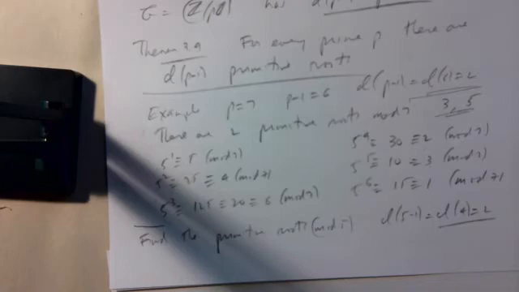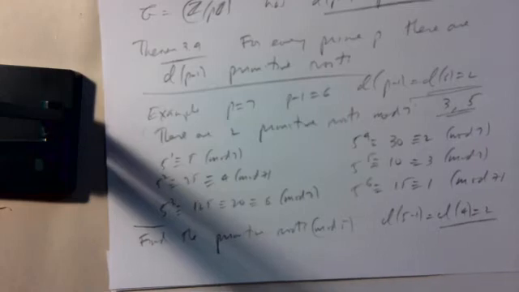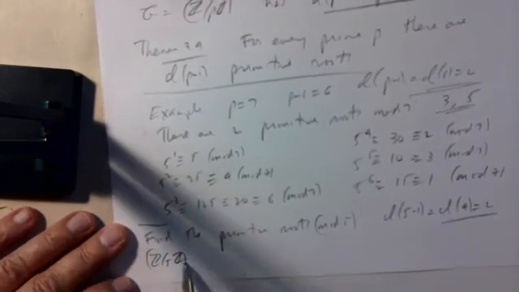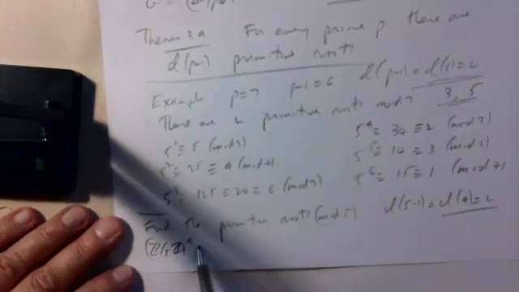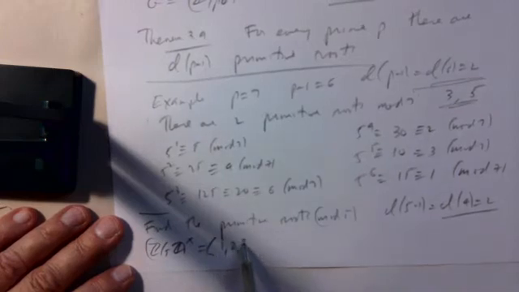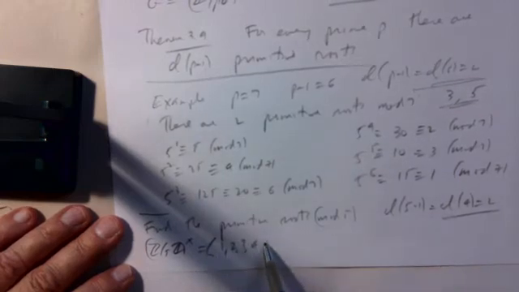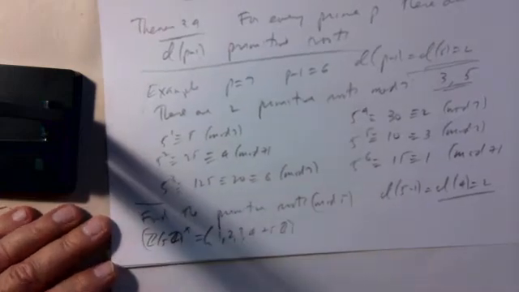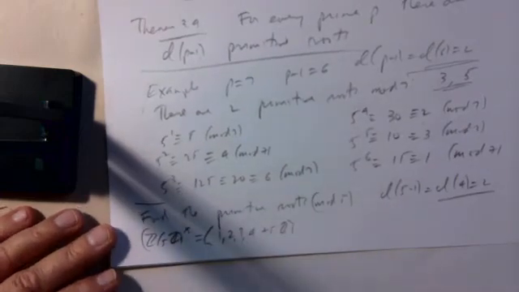Can anyone tell me what the primitive roots mod 5 are? The non-zero congruence classes mod 5 are 1, 2, 3, and 4, plus 5z if you like. 2 and 3, Professor.